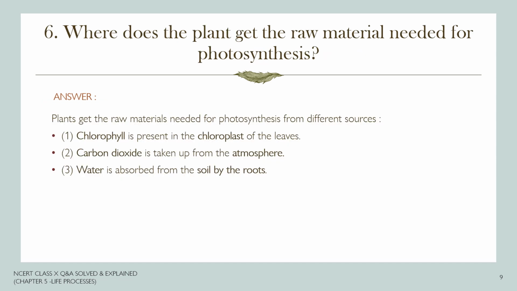Next, where does the plant get raw material needed for photosynthesis? So first, what do we need for photosynthesis? We need chlorophyll, we need carbon dioxide, and we need water. Chlorophyll is present in the chloroplast of the leaves. Carbon dioxide is taken up from the atmosphere, and water is absorbed from the soil by the roots.